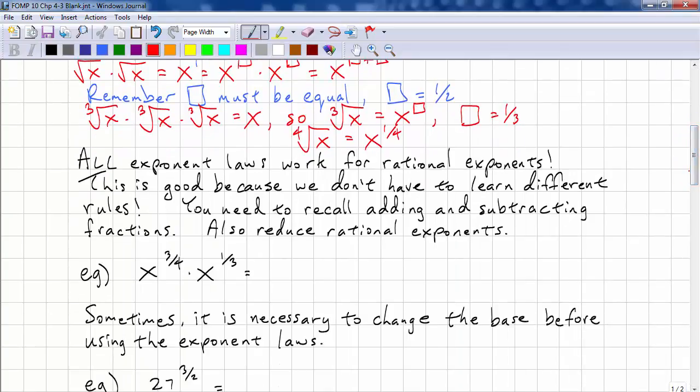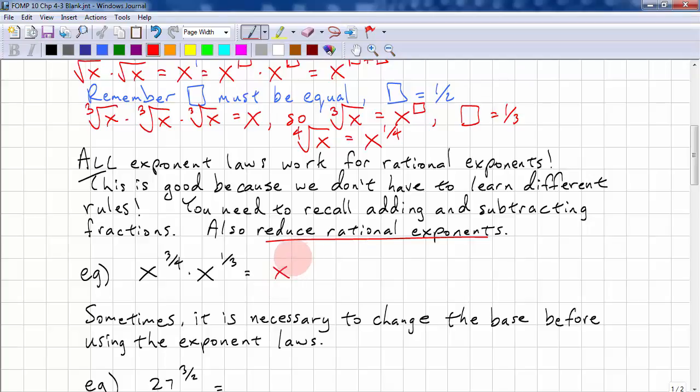Now, all exponent laws work for rational exponents. This is good because we don't have to learn any new rules. However, you need to recall adding and subtracting fractions. And also, you must reduce rational exponents before evaluating.